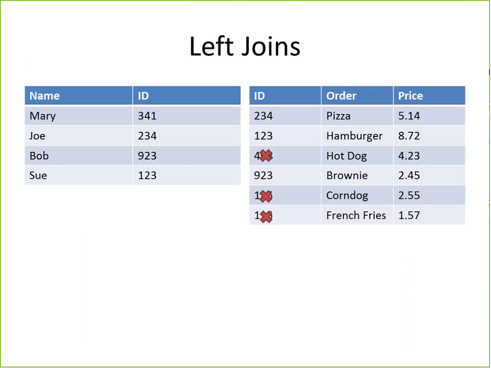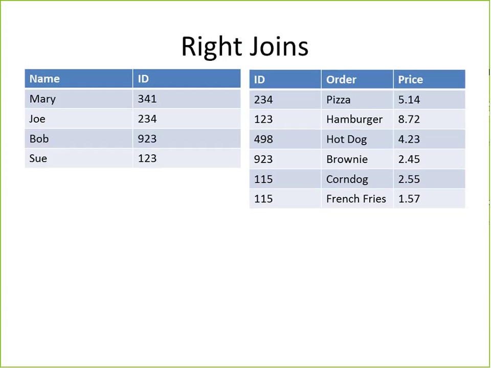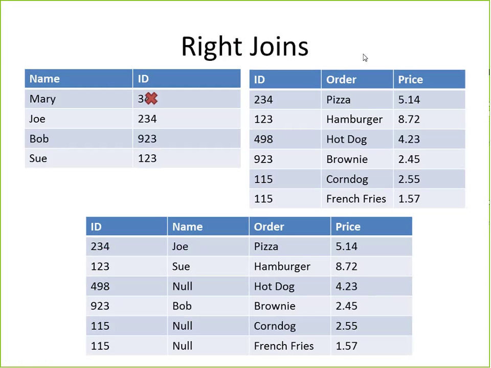Lastly, we have right joins. Kind of the same idea, but this time everything in the right is being preserved, which means that poor Mary, she doesn't get to be in our table in the end. And it does mean that we have nulls for all these names that aren't in the left table. So those are the three kinds of joins. Any questions about that?